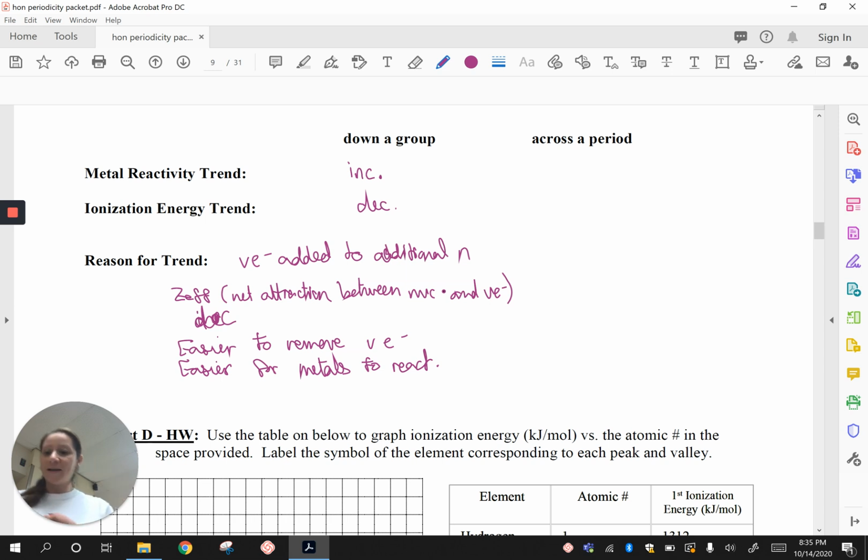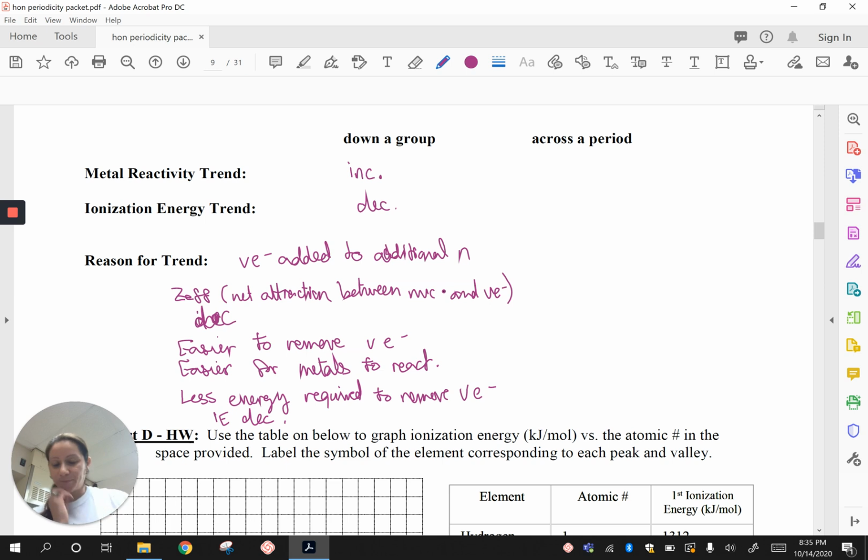So let's think back to ZEF. We just said that with ZEF, the net attraction between the nucleus and the valence electrons is less, not much attracting, so it's easier to remove the electron, so it would require more or less energy. Well, if it's easier to remove the electron, then I don't need much energy to remove it. So less energy required to remove the valence electron, and so therefore ionization energy decreases.